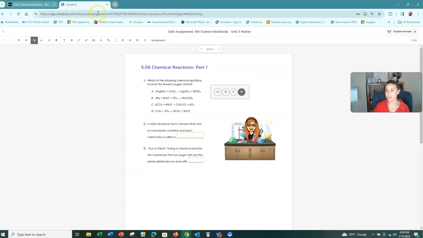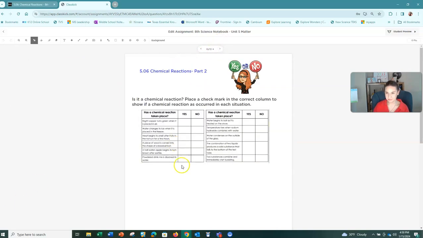So I mentioned that you're going to be looking at an equation to see whether or not a chemical change has occurred. This would be that equation, okay? Make sure that you check this out. And finally, make sure that you look at this part 2, where you determine whether or not a chemical reaction has occurred by looking at the different scenarios and seeing if you can find the evidence of chemical change.